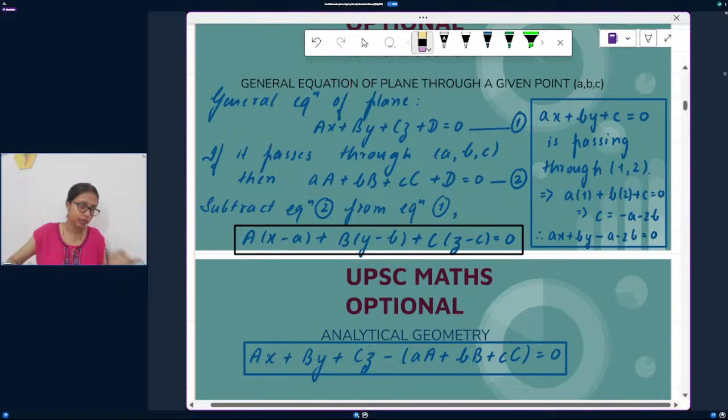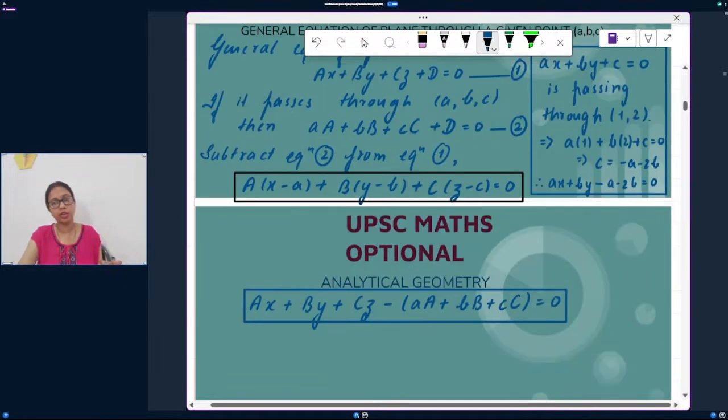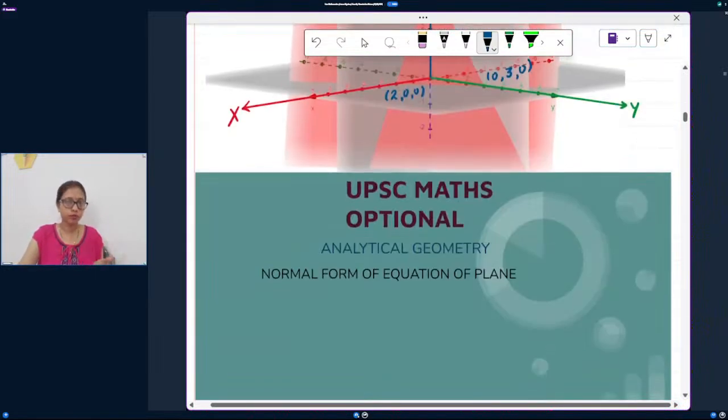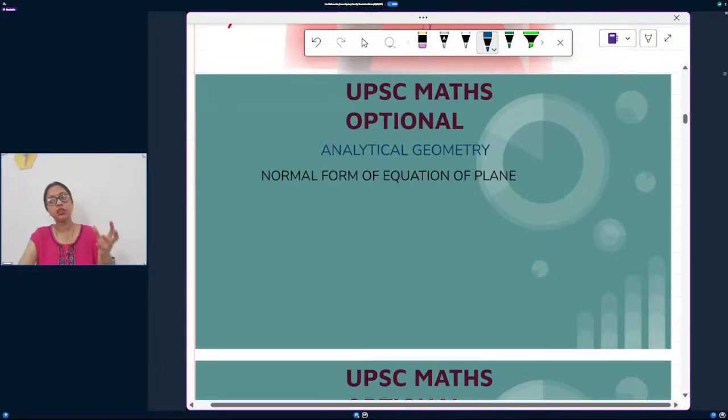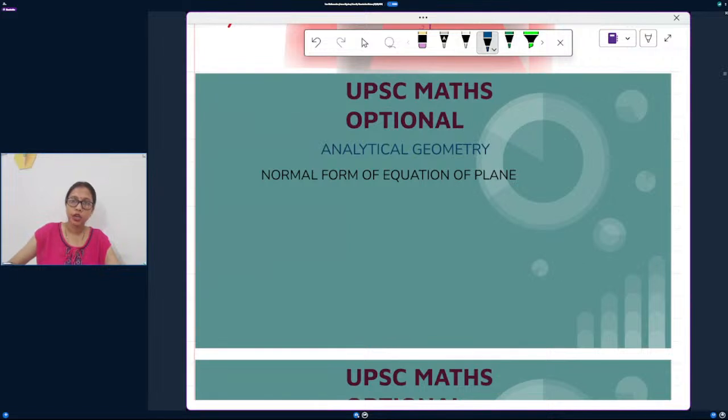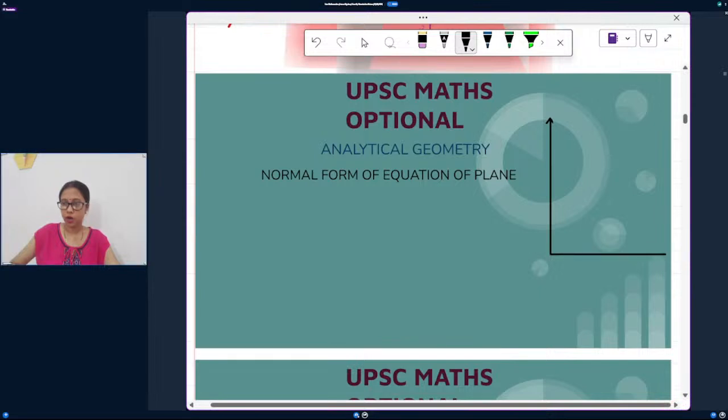D has gone. One constant was eliminated. Now I have normal form of equation of plane. So here given things will be different. What are these? Please see. We are going to start by considering a plane. This is z axis, y axis, and x axis.